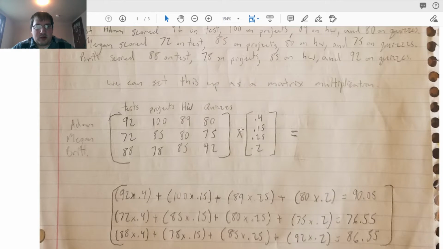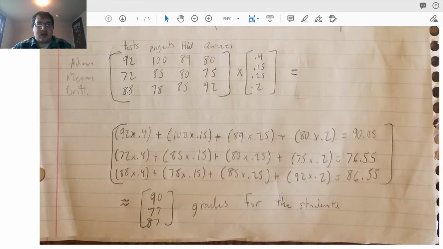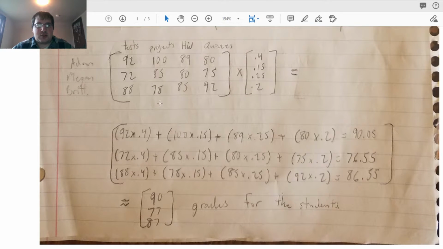And then this will also always be able to be multiplied no matter how many different areas they're being graded on, because for every column that you add in this first matrix, you'll add another row based on the percentage. Hopefully that makes sense. So this example is for grades, but this can also be used to see any kind of percentage.